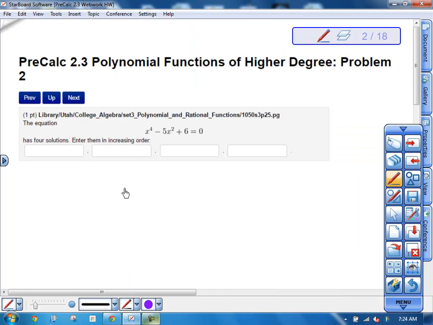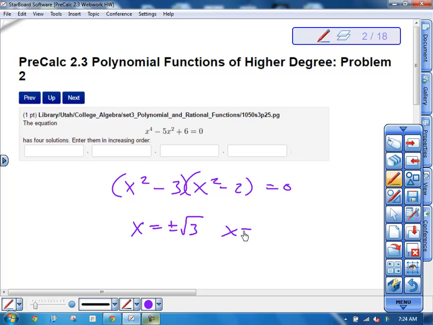I think we've done this problem before, but when you have fourth degree, you can actually factor this one. x squared minus 3 and x squared minus 2. And then set each of these factors equal to 0, so you get x equals plus or minus the square root of 3, and x equals plus or minus the square root of 2 when you do that. And those are your answers once you list them from smallest to largest.